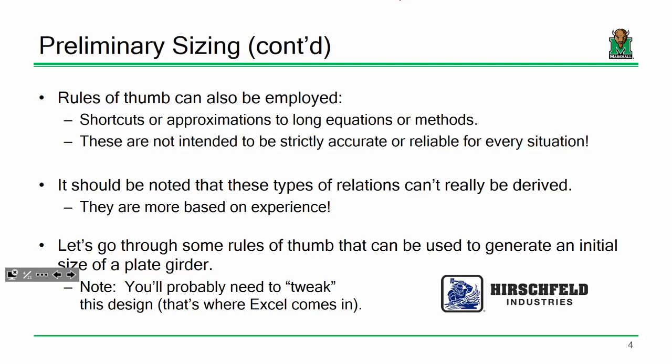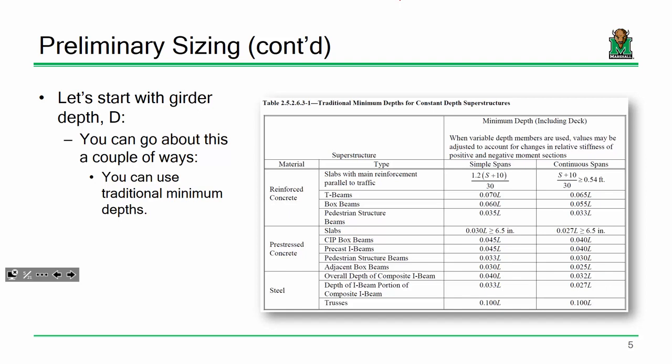Now, just so I'm being diligent in citing my source, I'm getting a lot of this from a fabrication engineer at Hirschfeld Industries. They're a pretty predominant steel bridge fabricator, and they've published some rules of thumb that work pretty well. Okay, and again, not the final answer. You'll tweak these a little bit, and that's where Excel comes in. Okay, so what I want to do is start with the girder depth. Okay, so let me start to pass some of this out.